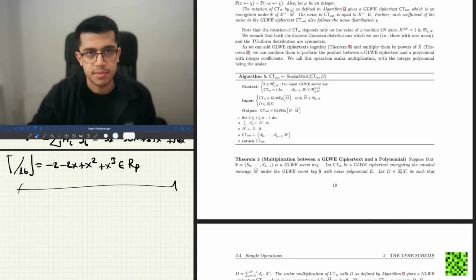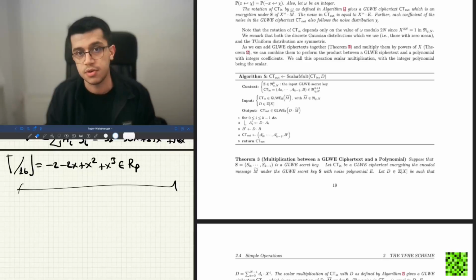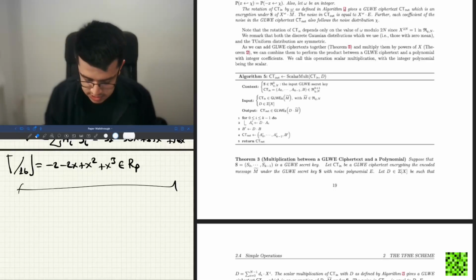So let me find my toy example. Okay, so we're going to use the same parameters: q being 64, p being 4, delta being correspondingly 16, n being 4, and k being 2. And let's use the same ciphertext as the first one.